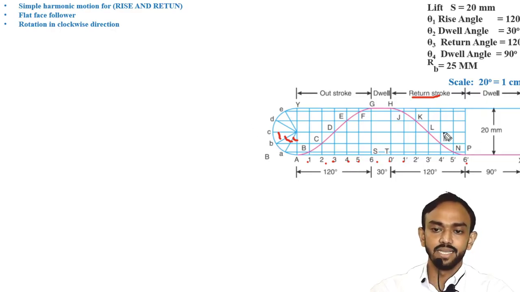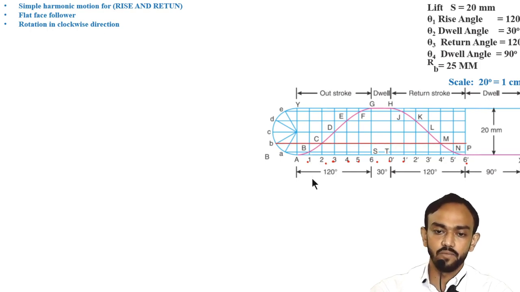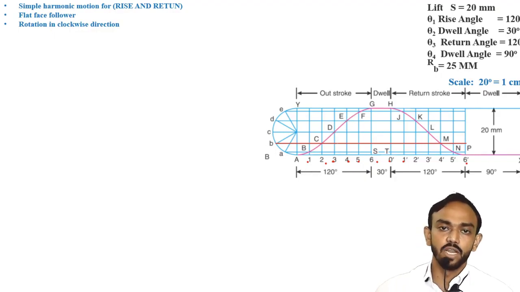Extend these lines like this up to the end of the return, and wherever they intersect the vertical lines, depending on this, like if you go to C, meaning the third vertical line, this point will be D, E, F, and make this graph. For the displacement diagram, check my older video on simple harmonic motion.